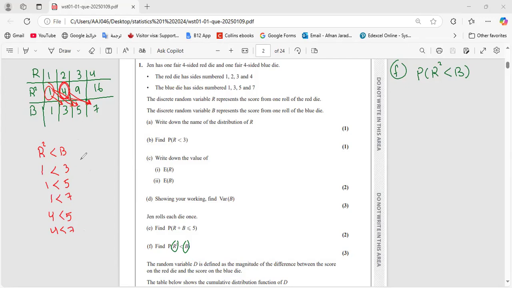Only these outcomes. So how many outcomes? It's 5. So you need to multiply it by the probability, which is 1 over 4 times 1 over 4. So it equals 5 over 16.